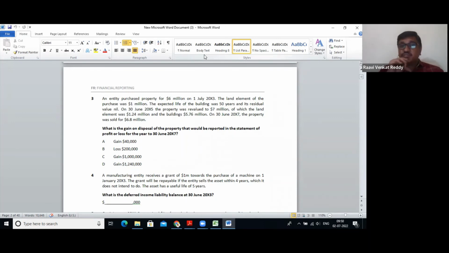So this property was sold for 6.8 million. Now we'll see the requirement. They are asking us to compute the gain on disposal of the property that would be reported in the statement of profit or loss for the year ended 30th June 2007. So on 30th June 2007, how much gain on disposal should be shown in the statement of profit or loss? This is our requirement. I hope the question is clear. Shall I do it in an Excel sheet? Yes, sir.